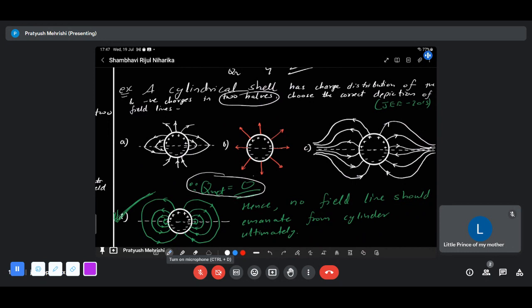In third case, again the electric field lines are going out and again they are coming in. They are not forming closed loops here. Electric field lines are what? Electric field lines must start from positive and end only at negative. So the only option which correctly depicts this is option D.